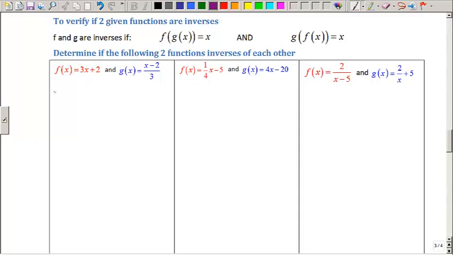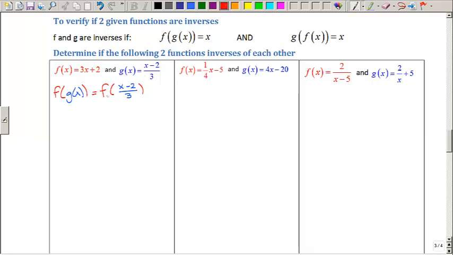In order for them to be inverses, I know that f of g of x must be equal to x. So I'm going to evaluate f of g of x, and hopefully at the end I'll get that f of g of x is equal to x. So f of g of x is equal to f of the expression that g of x is equal to, which in this case is x minus 2 over 3. Notice I took out g of x and I replaced it with its function.